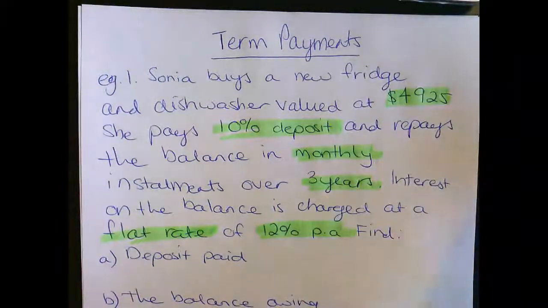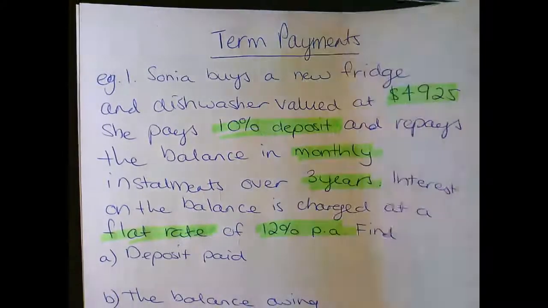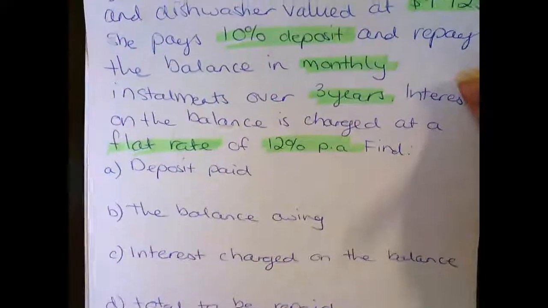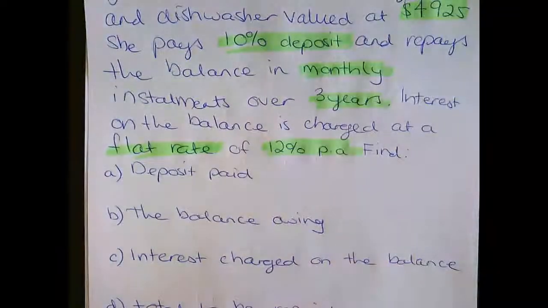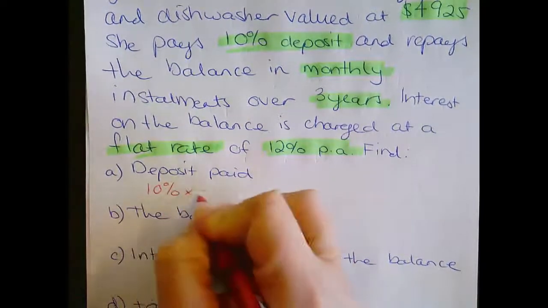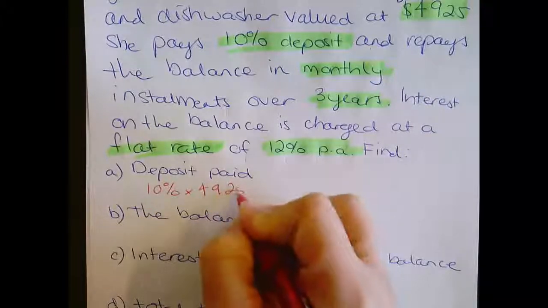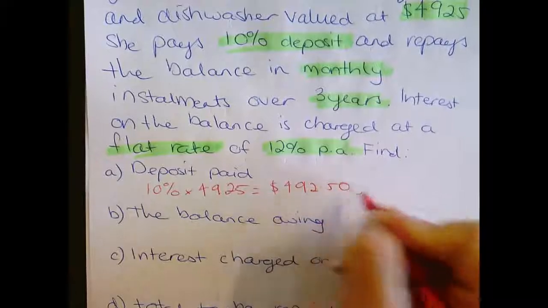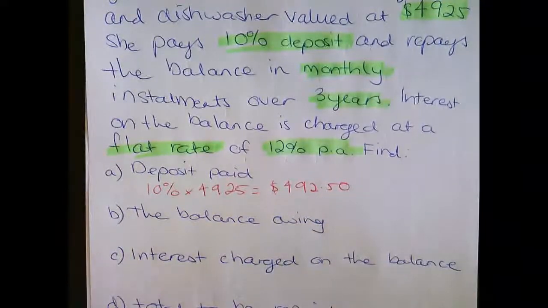So typically how these questions work is they'll step you through it, bit by bit, with each part relating to the part before it. Okay, find the deposit paid. We've just highlighted before it was a 10% deposit, so 10% of 4,925 equals 492.50.